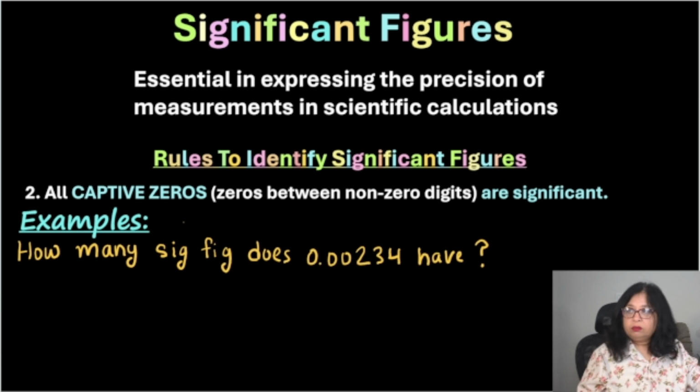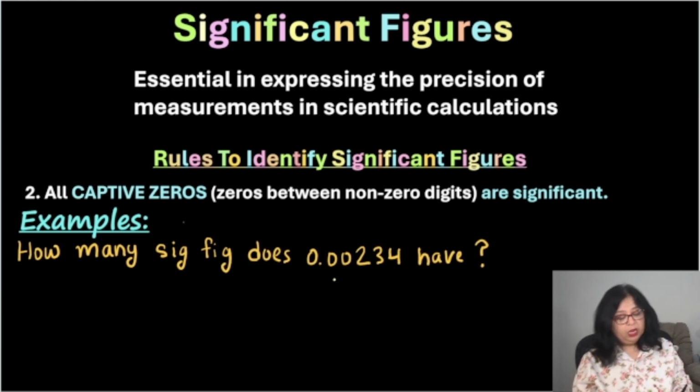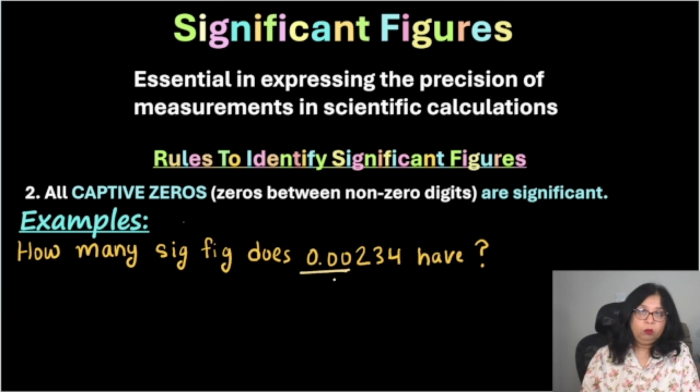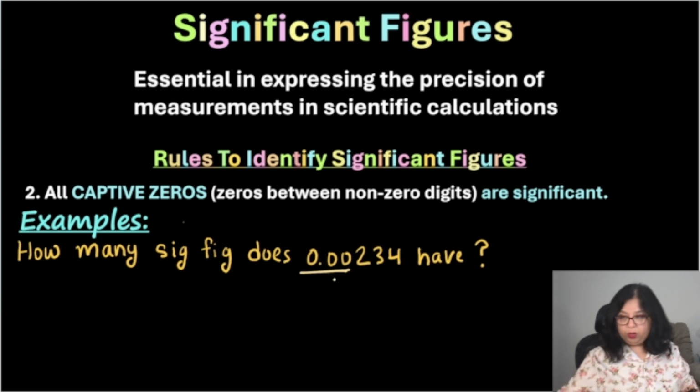These are big numbers, so I lose track of things easily. Next question. How many sig figs does the number 0.00234 have? Now these zeros, are these captive zeros? No, because these are not in between any two non-zero digits. These are to the left of the first non-zero digit. Okay, so what do you think about this? Are these zeros significant or not?